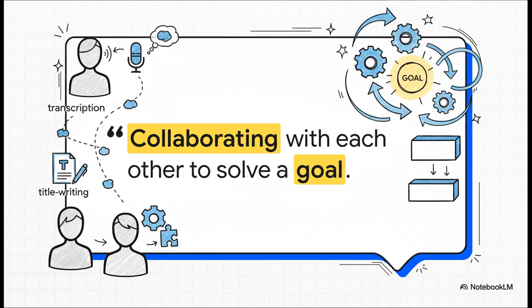Just like a team of people, these agents don't work in a vacuum. They have to communicate. The title-writing agent can't even start its job until it gets that finished transcript from the first agent. That handoff, that cooperation, that's what makes a system agentic.